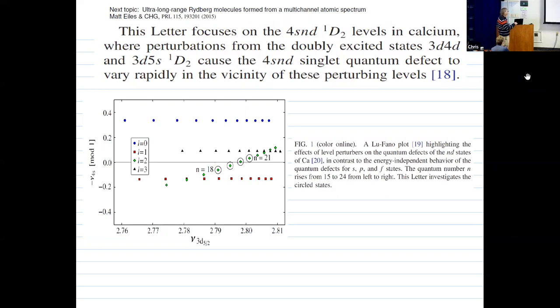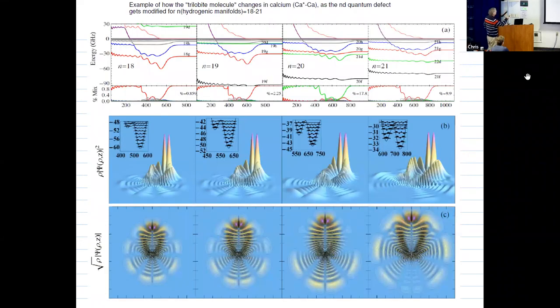So we focused on these four states where the quantum defect actually goes through a sign change as it sweeps through the Rydberg manifold, which would be zero point, and changes the way this D state will interact with the hydrogenic manifold. So then we can see how the Rydberg potential curves and wave functions change. This is showing those four states. The D state is for the n equals 18 hydrogen. It is above the hydrogen, which is this dense spaghetti. And then the trilobite state that comes down is affected by that D wave quantum defect differently depending on where the D state actually is.